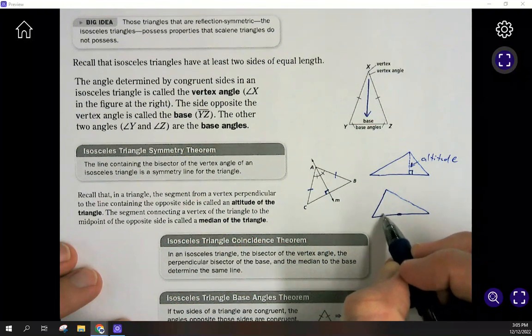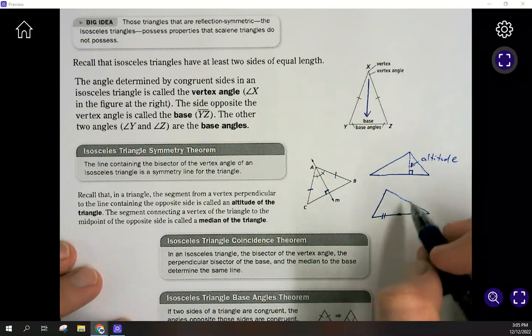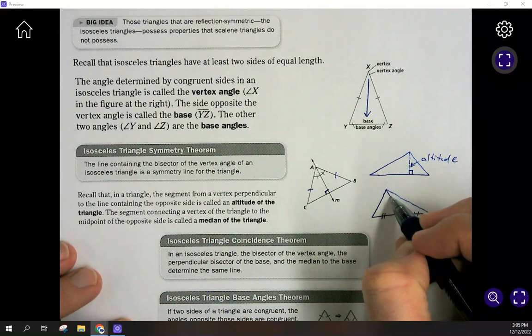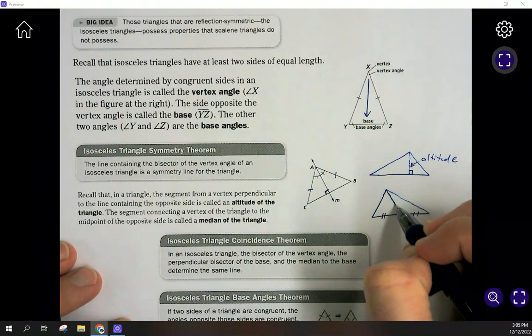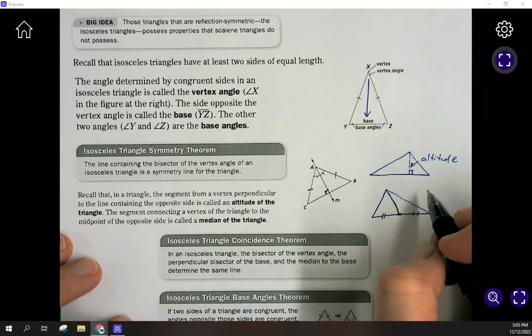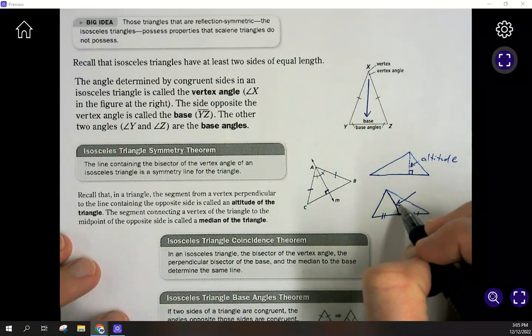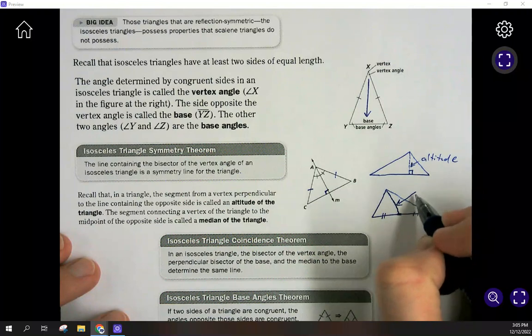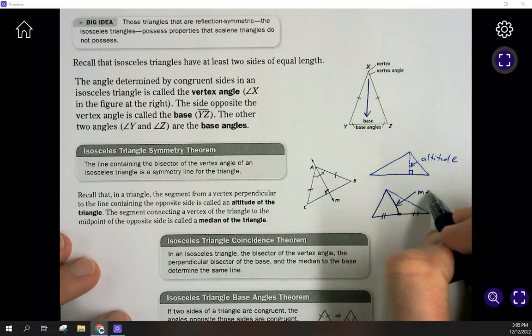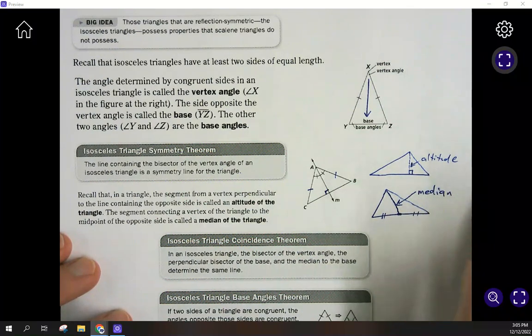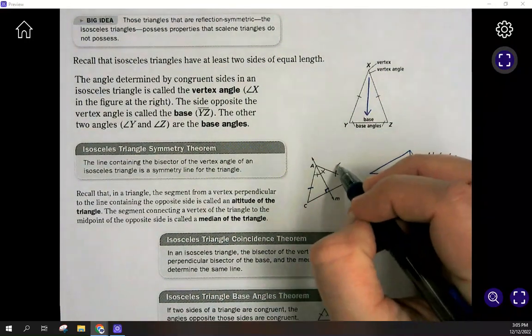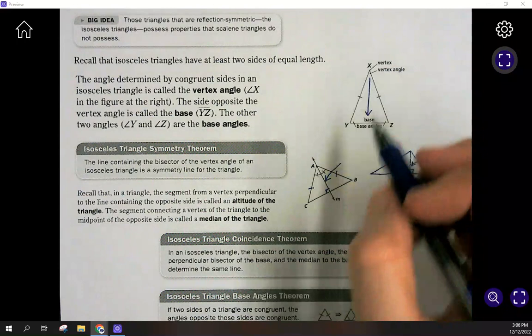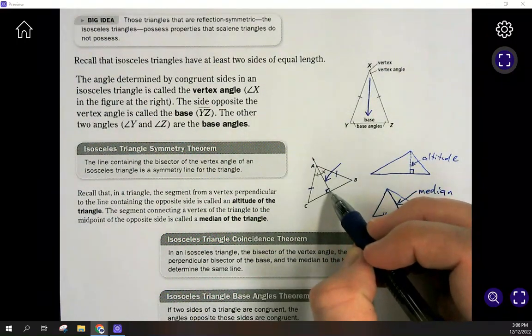I can show that by putting markings to show that these two pieces now are equal. That makes that the midpoint. And the line that goes from the vertex to that will be a straight line. It is not going to hit at 90 degrees necessarily, but if it goes from a vertex to the midpoint, that's going to be called a median.